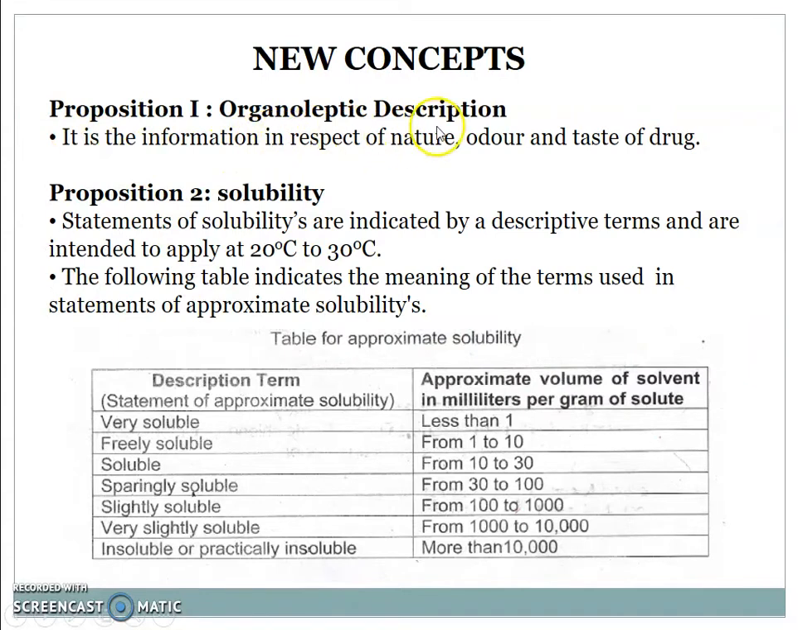Now, concept regarding the identification test. First is organoleptic description. It involves the information about color, odor, taste and nature. Then solubility, we have to check the solubility in different solvent, that means in water and in 95% alcohol, and these are the descriptive terms which are applicable for approximate volume of the solvent per gram of solute.